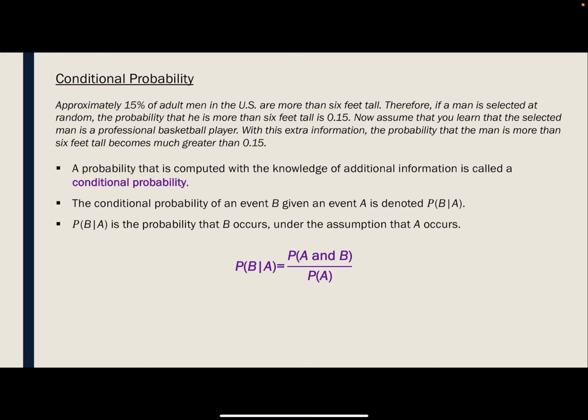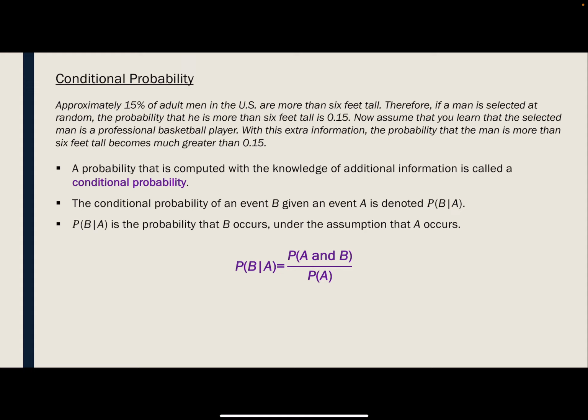In this video, we're going to look at conditional probability and independence. So we're going to start off with an example. It says approximately 15% of adult men in the U.S. are more than 6 feet tall. Therefore, if a man is selected at random, the probability that he is more than 6 feet tall is 0.15.